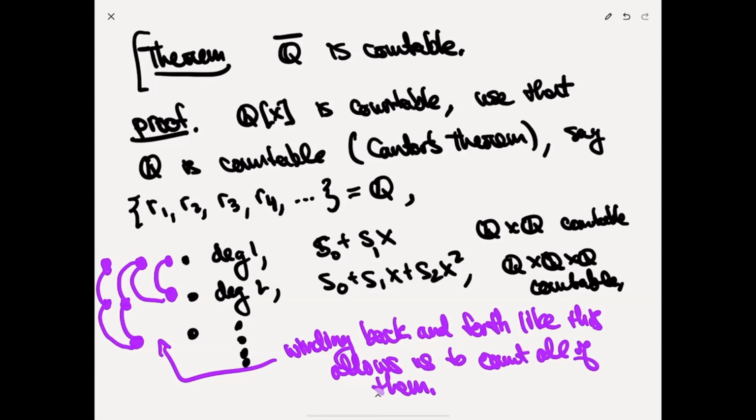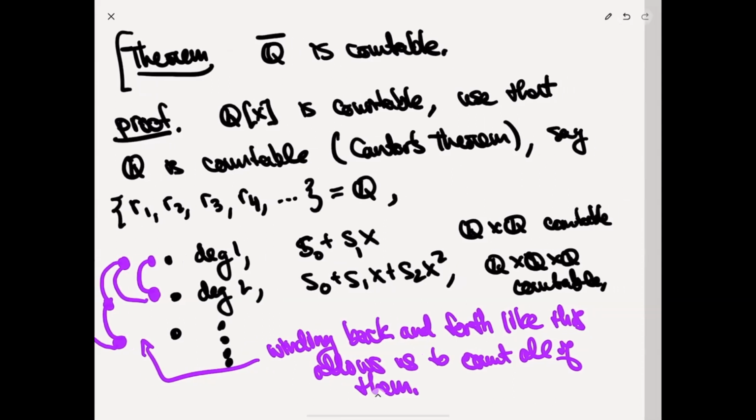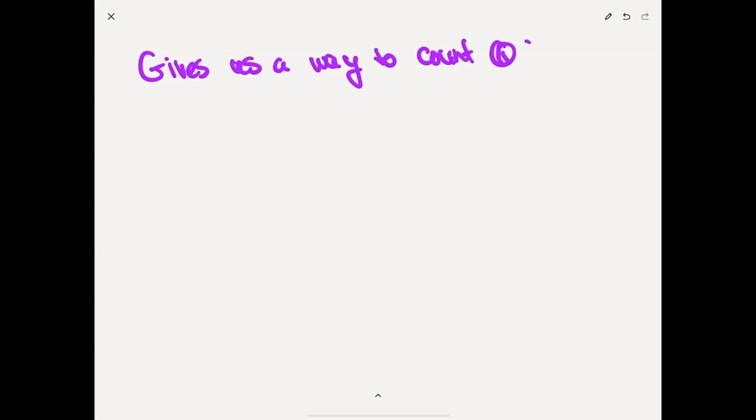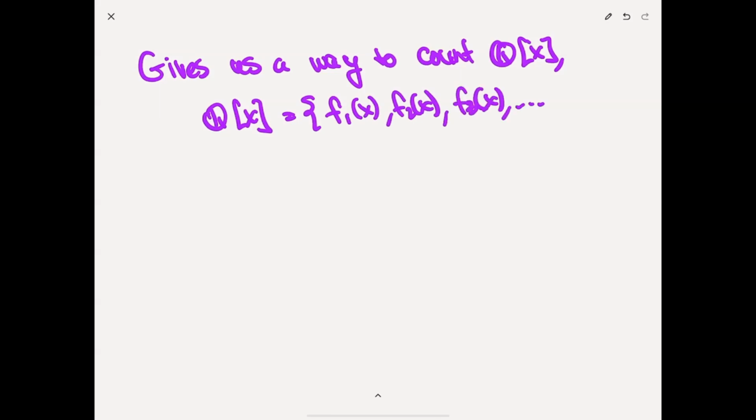So now how do I write down the roots? I've written down a way to enumerate all the polynomials. This gives us a procedure, a way to count Q adjoin X. That's saying that Q adjoin X is f1 of x, f2 of x, f3 of x, and so on.